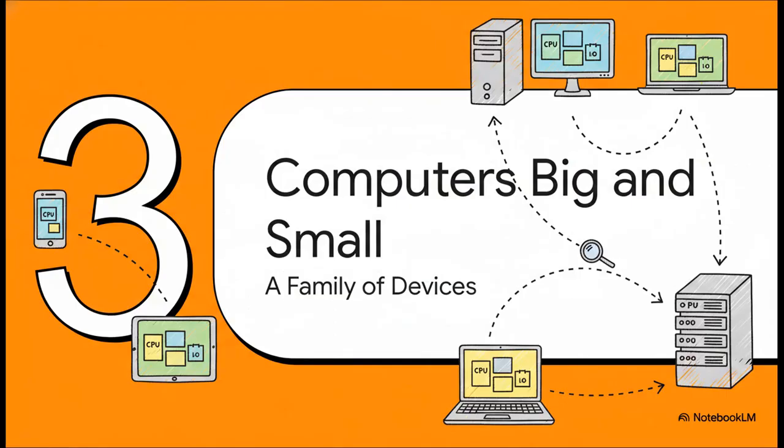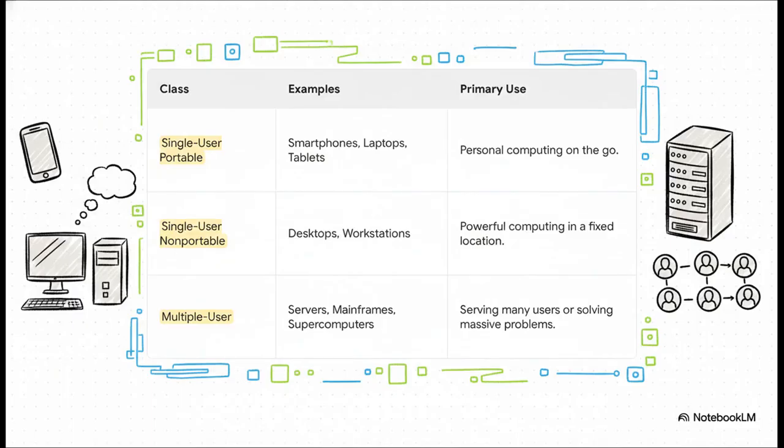Okay, so now we get the core components, right? We know how we talk to them. So let's zoom out a bit. We're going to see how those exact same building blocks, the CPU, the memory, and the I/O, are used to build a whole family of very different computers. You know, computers really fall into just a few simple classes. You've got the portable stuff in your pocket, the desktops that stay put, and the big multi-user machines.